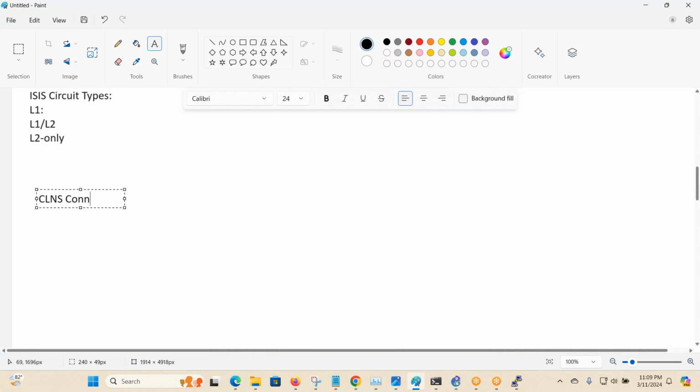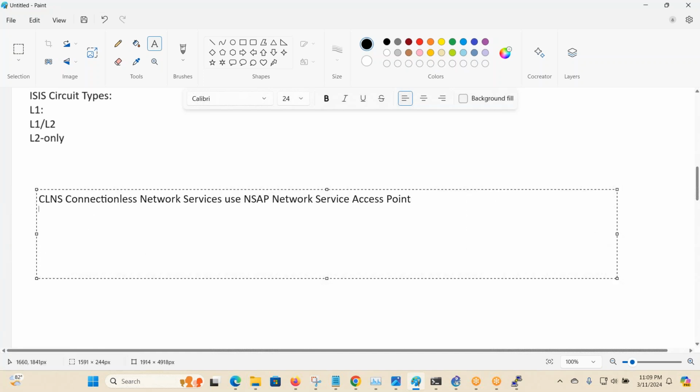So CLNS, connectionless network services, uses NSAP addresses, network service access point. An NSAP address can be up to 20 bytes.